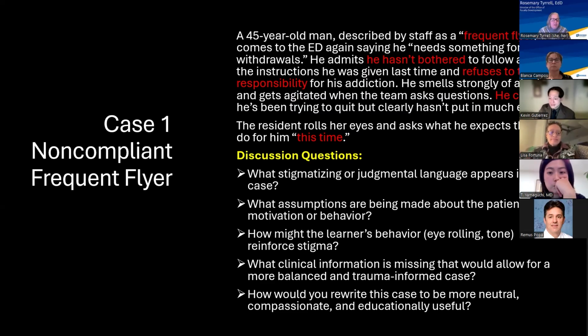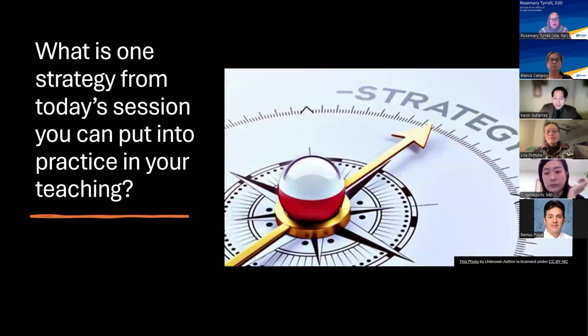Okay, well, I wanted to conclude with a few final thoughts. One is just to think about what is one strategy from today's session that you could put into practice in your teaching? So just give some thought to that and what will you take and how can you incorporate that? I think with faculty development workshops, which this is, it's sometimes a lot of information and then we forget to make use of that information.